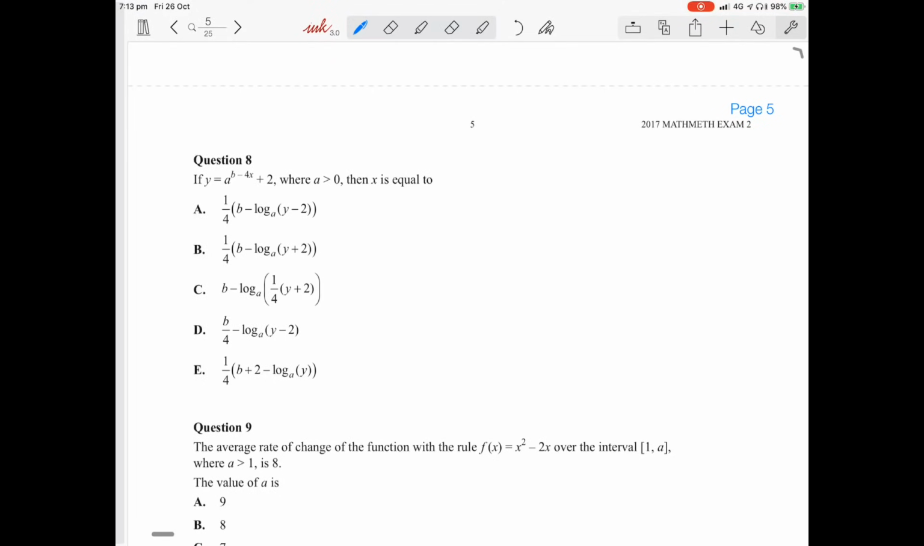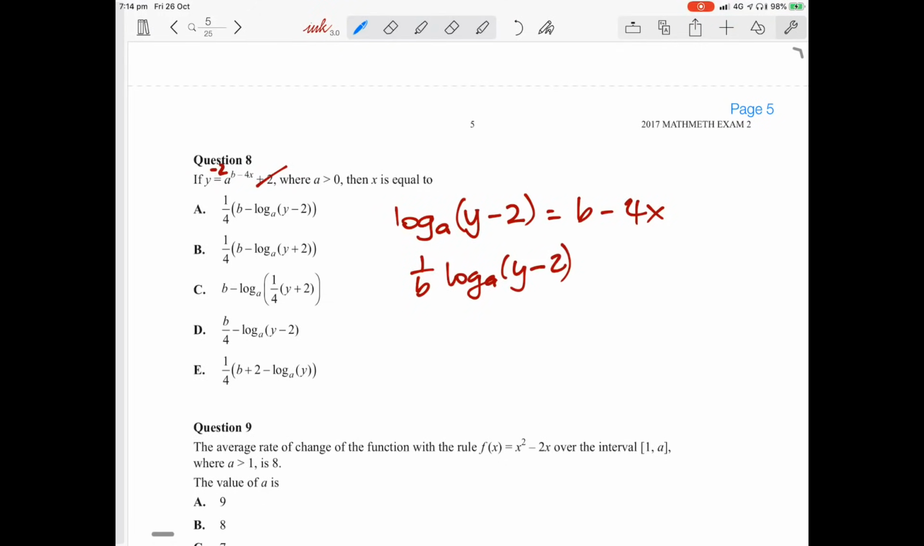Okay, A is greater than 0, then x is equal to... So we're going to get y minus 2. Log base A of y, because to get rid of that we've got to take the log of the other side, is equal to b minus 4x. We get 1 on b, log A of y minus 2.